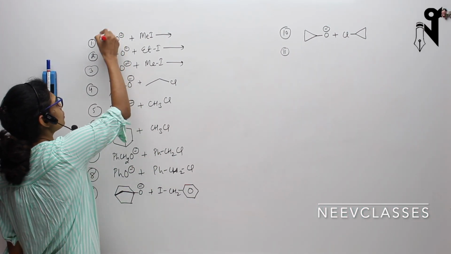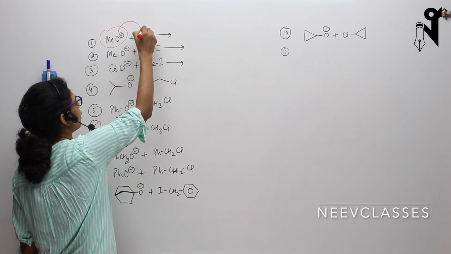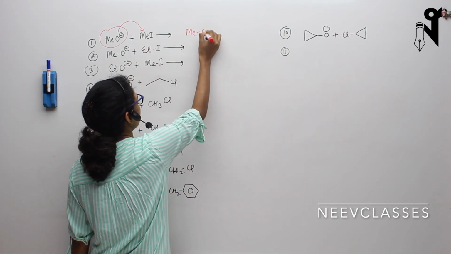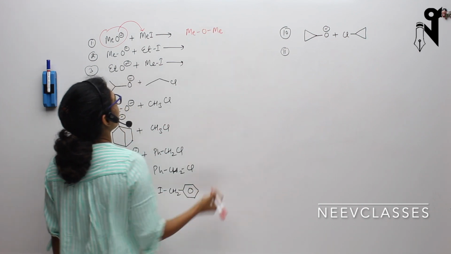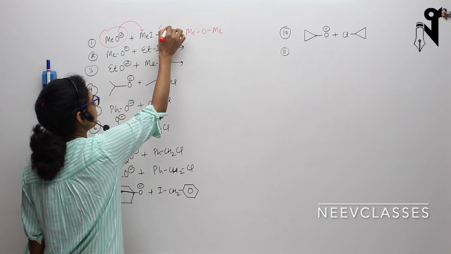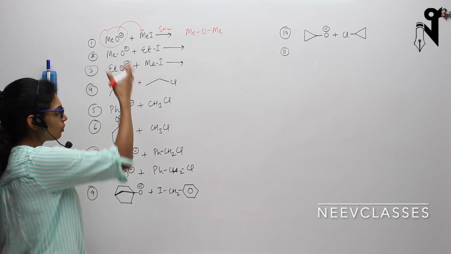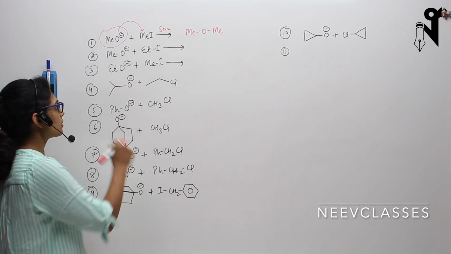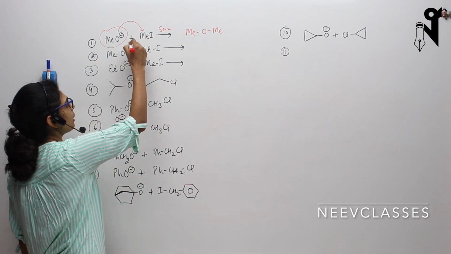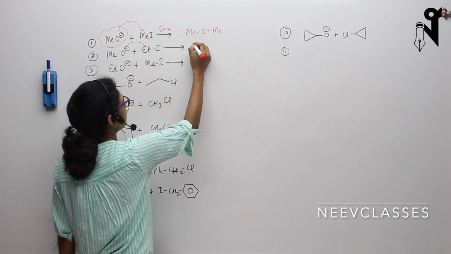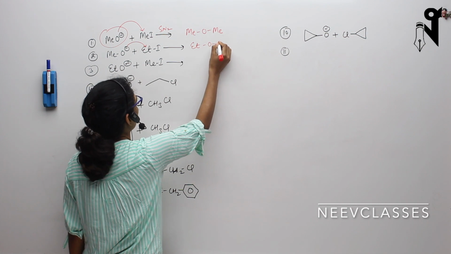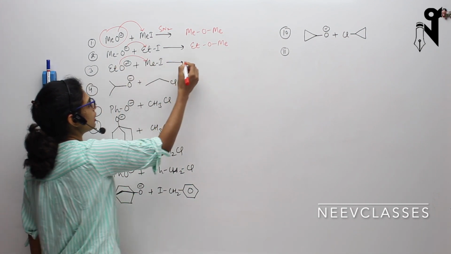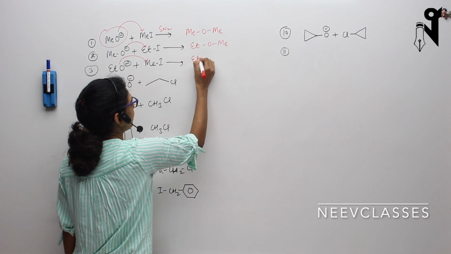Let's discuss now. This MeO minus will attack on Me through a back attack and will form MeOMe. This whole reaction is SN2, so whatever reactions are happening over there, all will happen through an SN2 mechanism. Now again, MeO minus will attack on Et and will form EtOMe. Here also EtO minus will attack on Me, will form EtOMe.